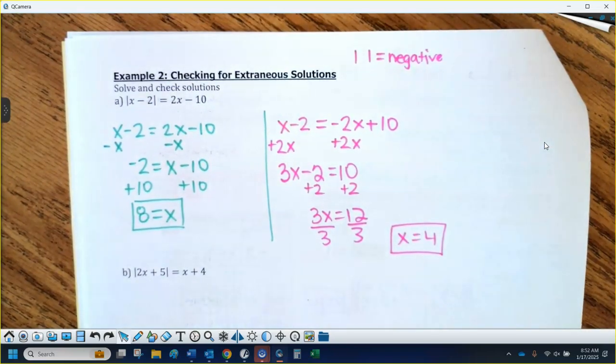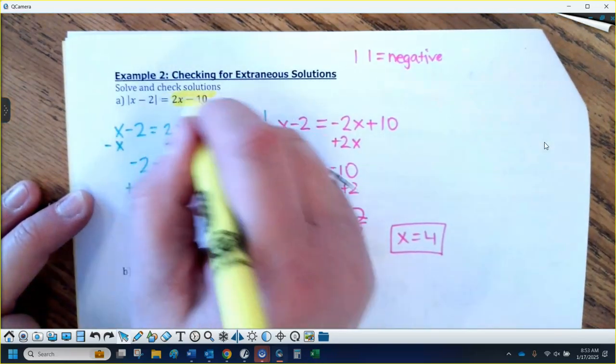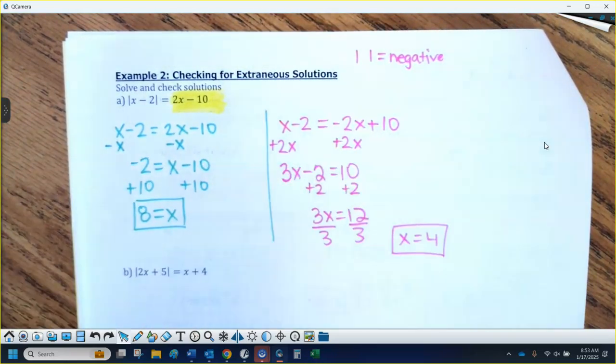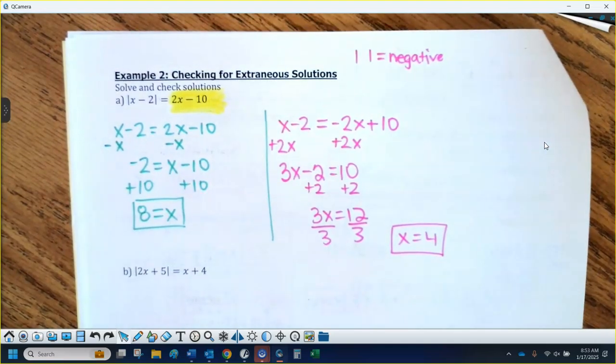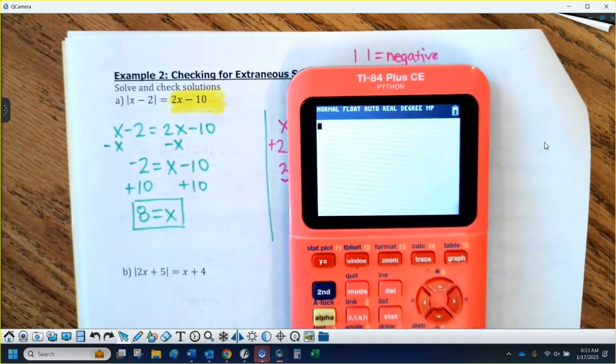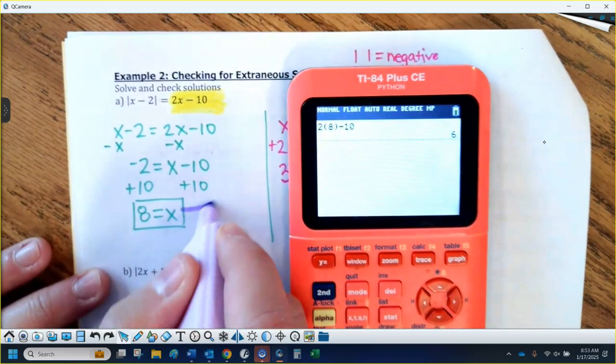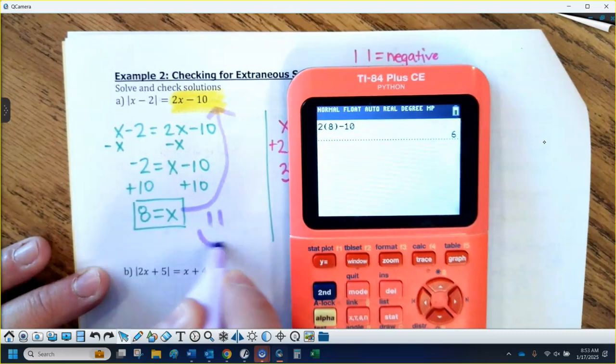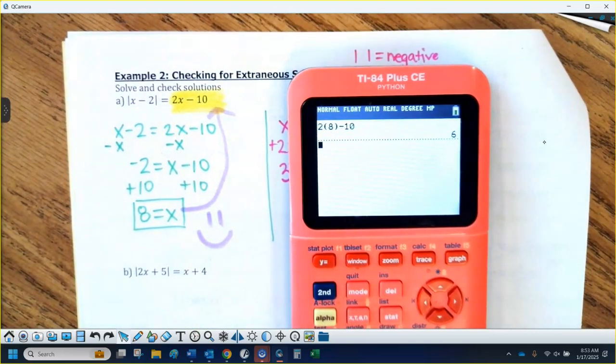Okay, now, this is all I tell people to do. You only have to check that your absolute value cannot be equal to a negative. So you just have to make sure if you plugged your number in, would it make that negative? Okay, so just grab your calculator. If I do 2 times 8 minus 10, doesn't matter what the number is, I got 6 here, as long as it's positive. As long as it's positive, right? So this was a positive number. That means that solution works.